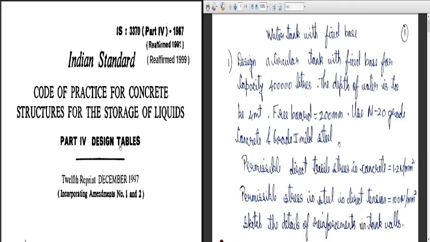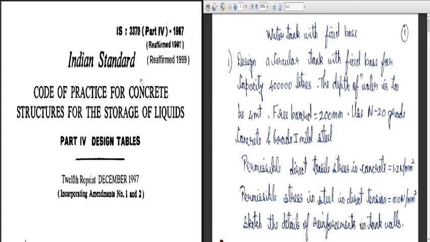Okay, in the previous lecture we have already computed the reinforcement details for the base slab and for the walls, for both the outer face and the water face. So today we will discuss the detailing of the circular water tank. So we'll just go through what all has been done.